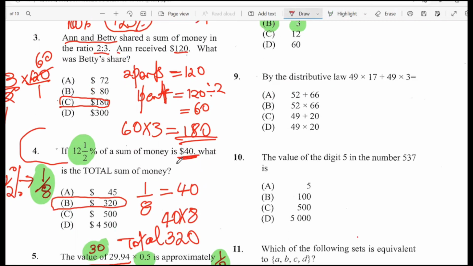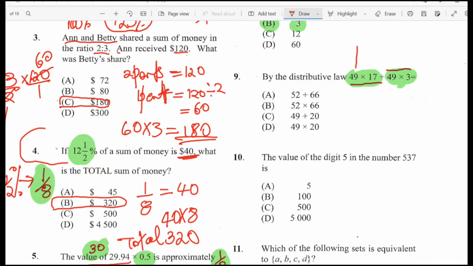Number 9. By the distributive law, 49 times 17 plus 49 times 3 is the same as what? Remember that repeated addition is actually multiplication. And if you really listen to how this sounds, it says 49 times 17 plus 49 times 3. So you can employ a quick factorization to see what's going on.